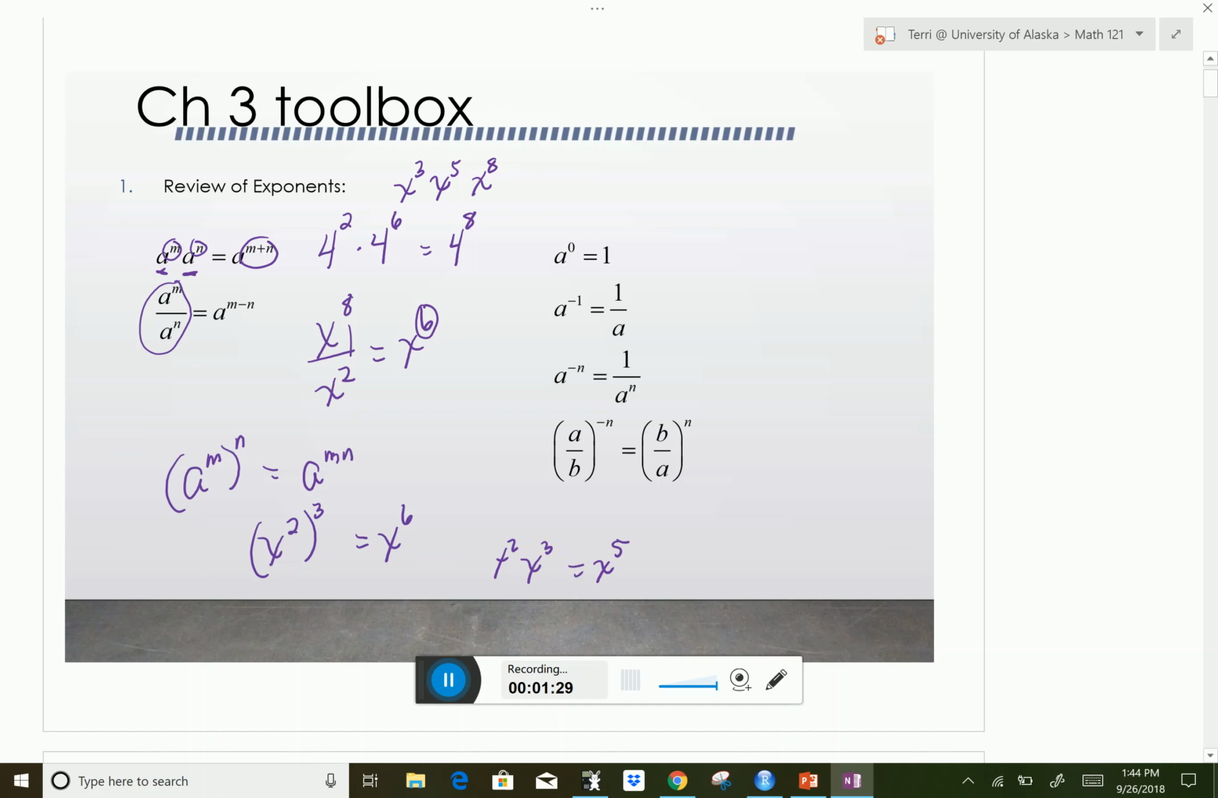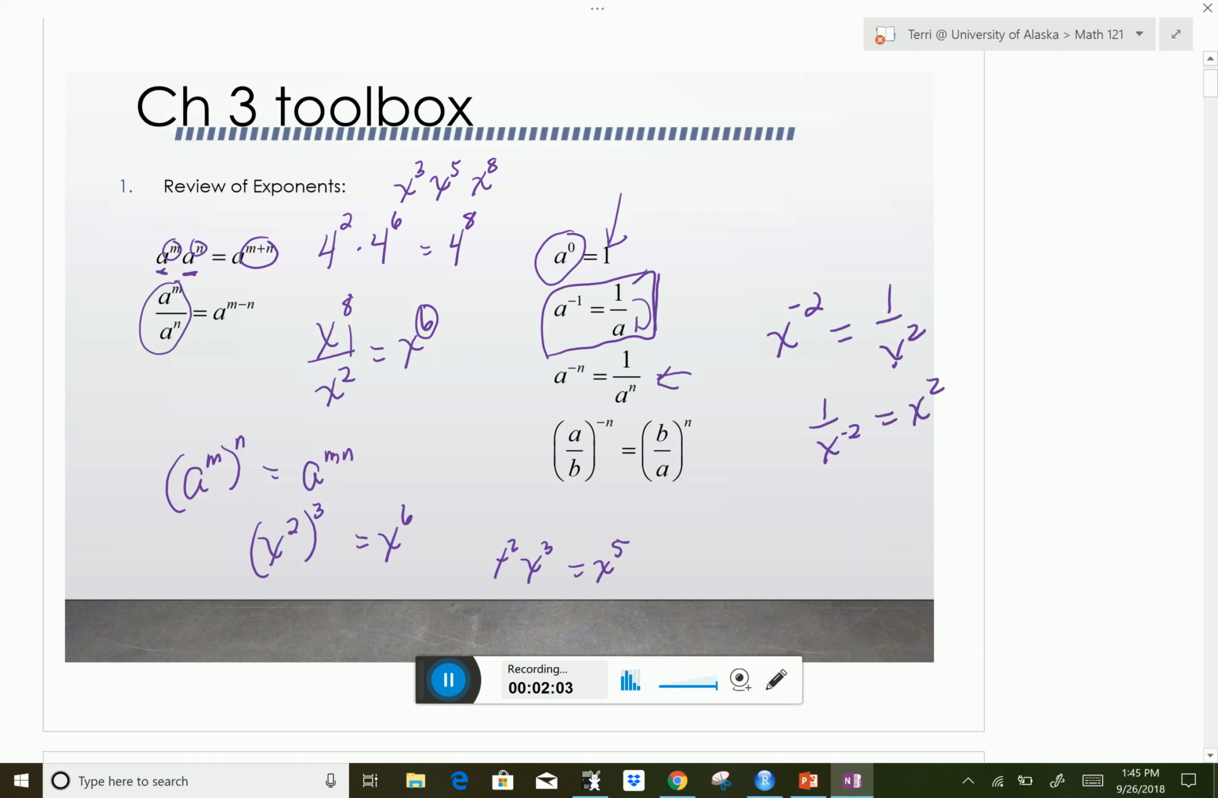So we know that anything to the 0 power is 1. Anything with a negative exponent pops down in the denominator. This is going to be really important to those of you who are taking calculus next. Because remember, if I have x to the negative 2 power, that's 1 over x squared, and vice versa. If I have 1 over x to the negative 2, then that's x squared.